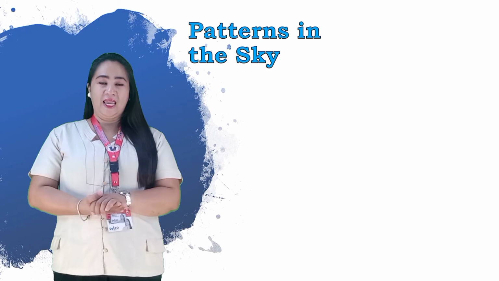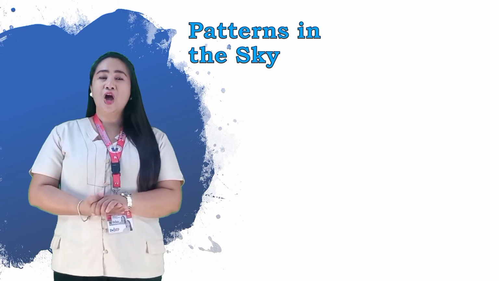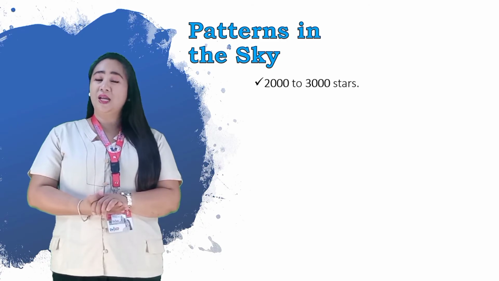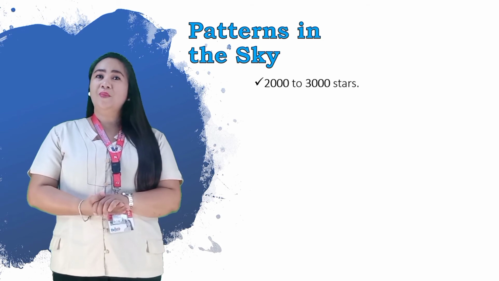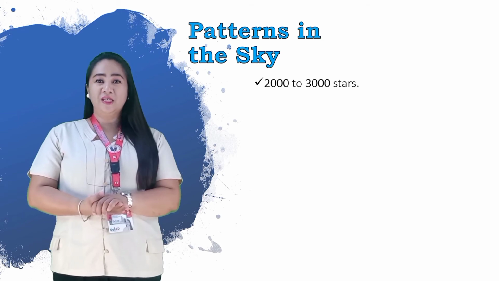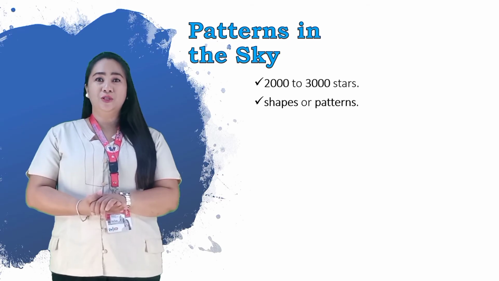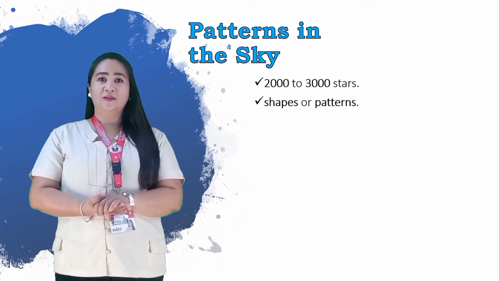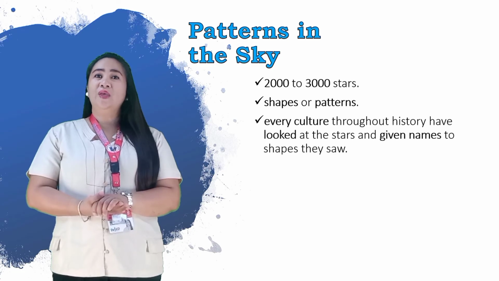Patterns in the sky. Away from the city lights on a clear, moonless night, the naked eye can see 2,000 to 3,000 stars. As you look at these stars, your mind may group them into different shapes or patterns. People of nearly every culture throughout history have looked at the stars and given names to shapes they saw. They even invented stories to go with them.